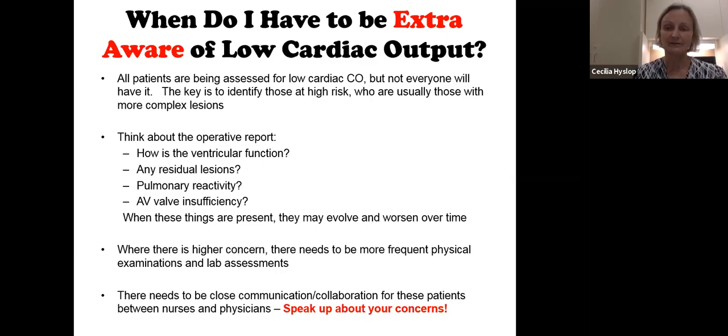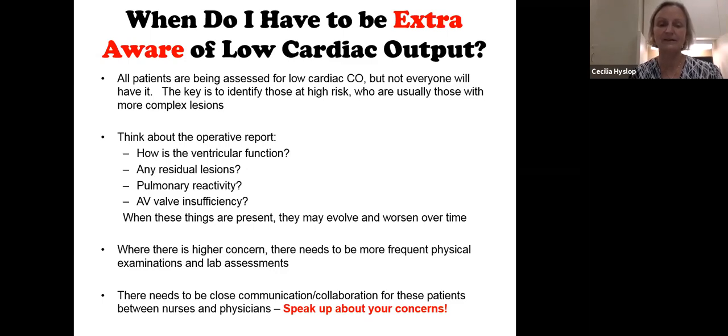We may have higher CVP pressures, and those CVP pressures may come down over time, but in some instances, if they're concerned about blood flow or cardiac output, the surgeon may actually leave a residual lesion of a PFO so that blood can shunt right to left. Yes, the patient will desaturate when they're shunting right to left, but at least they'll have cardiac output. And how are the AV valves? Do we have AV valve insufficiency? So do we have a mitral or tricuspid valve which is leaky?